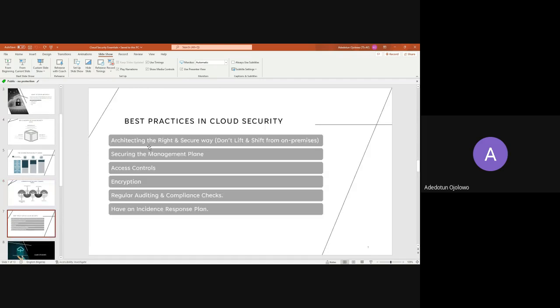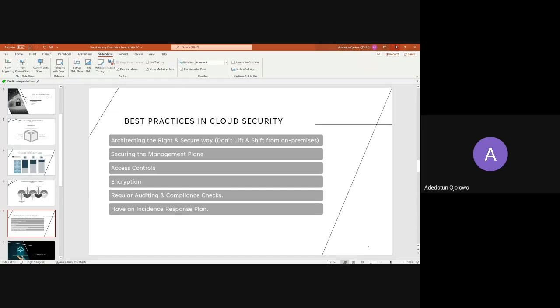Okay, so let's talk about some best practices in cloud security. These are just the basics. The first thing I'd consider a best practice is architecting the right and secure way. I feel that's one of the backbones in cloud security: being able to architect your cloud infrastructure in the right and secure way.